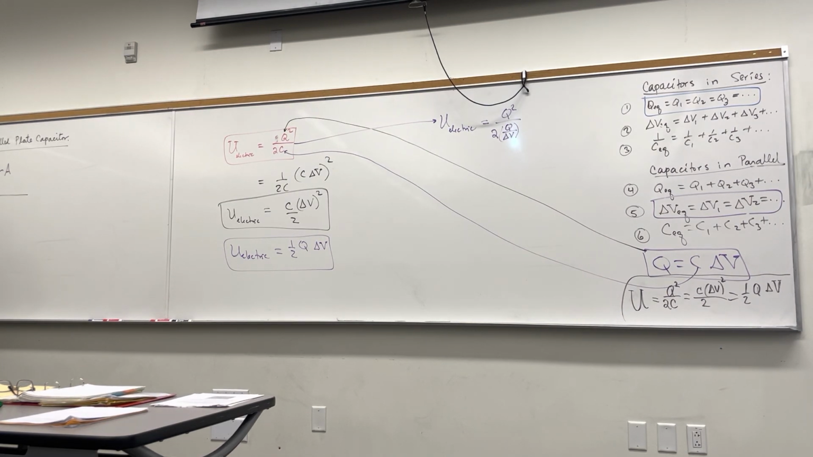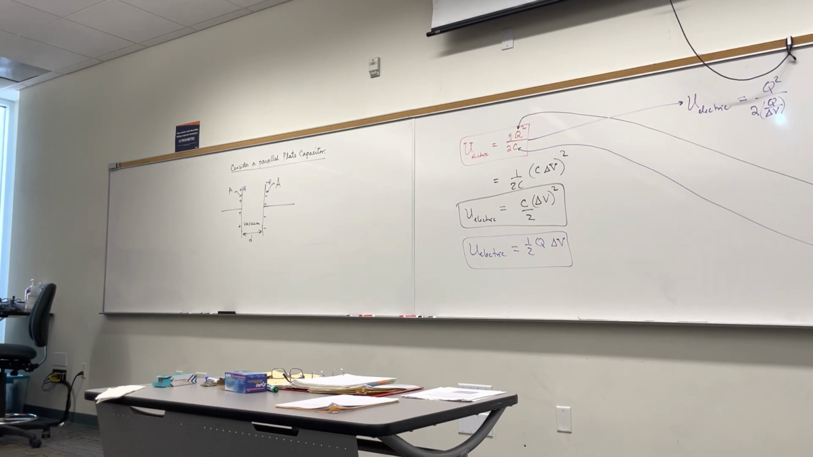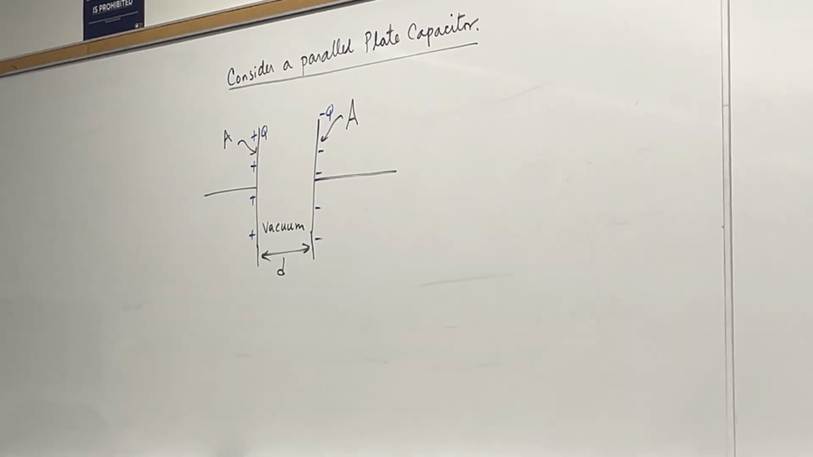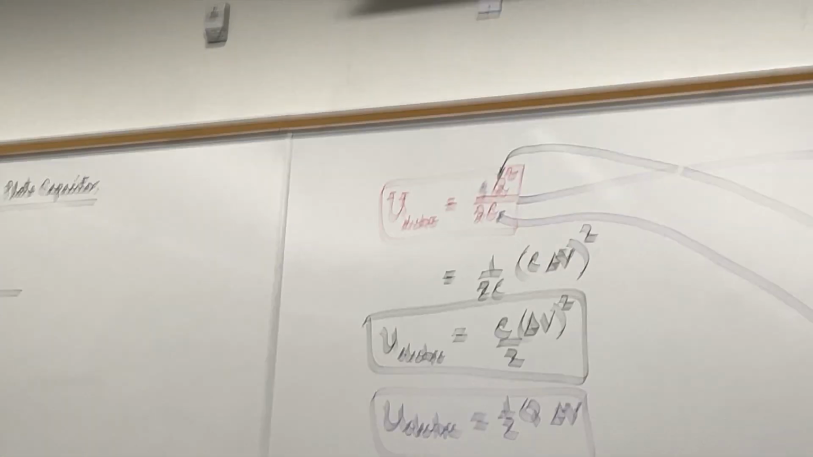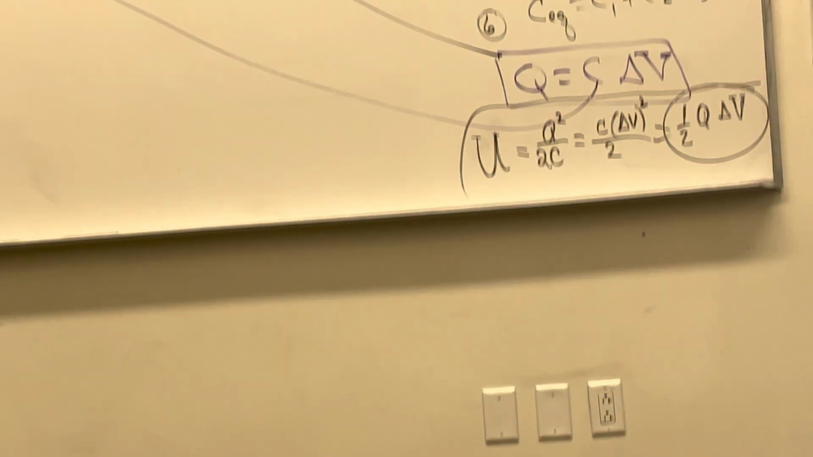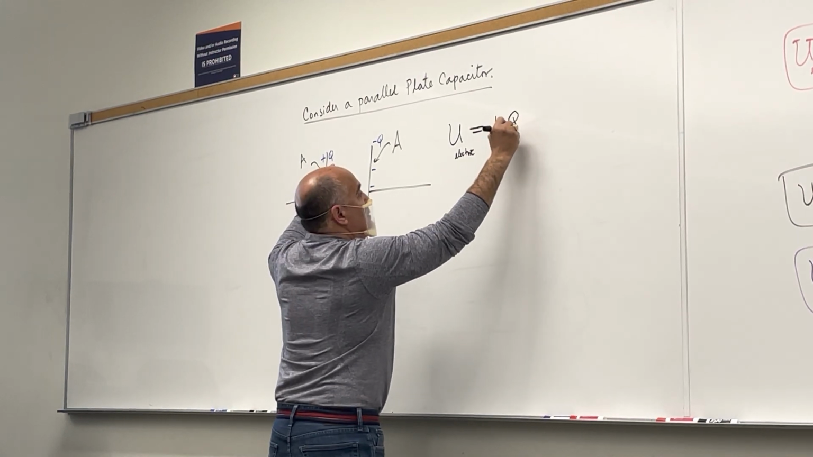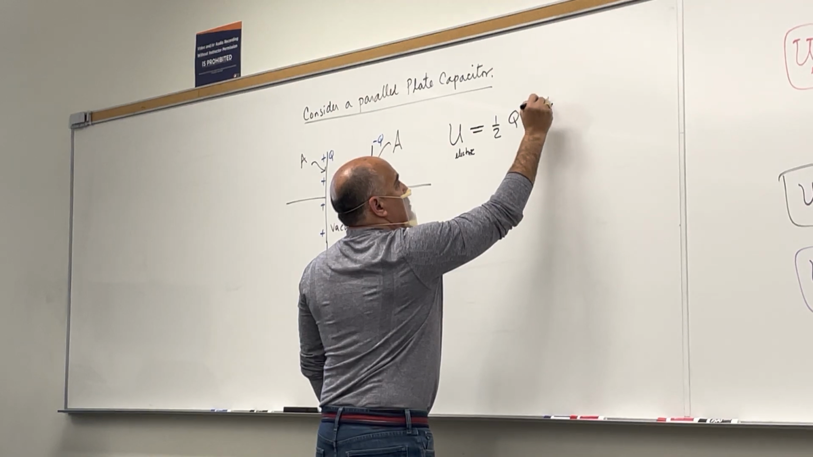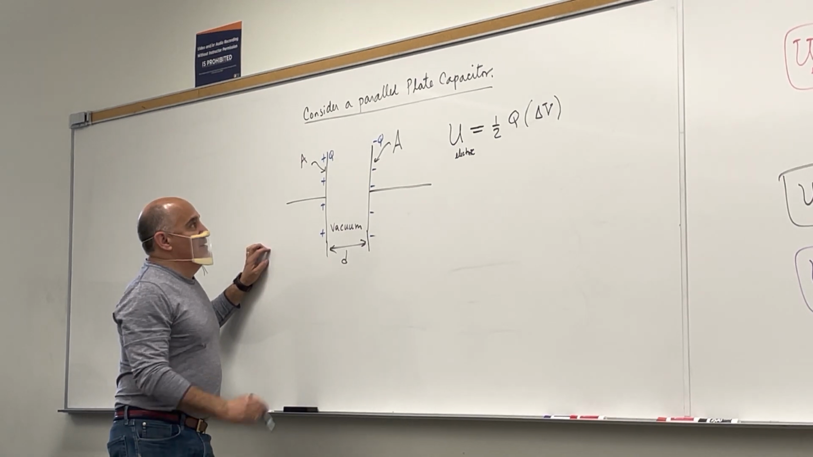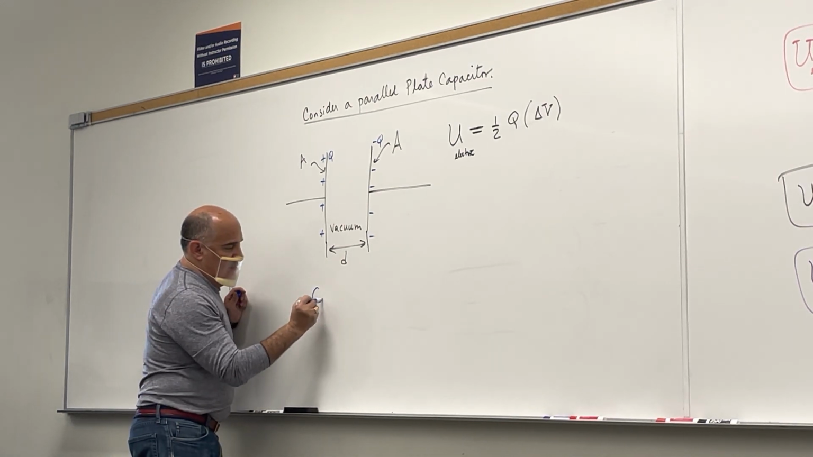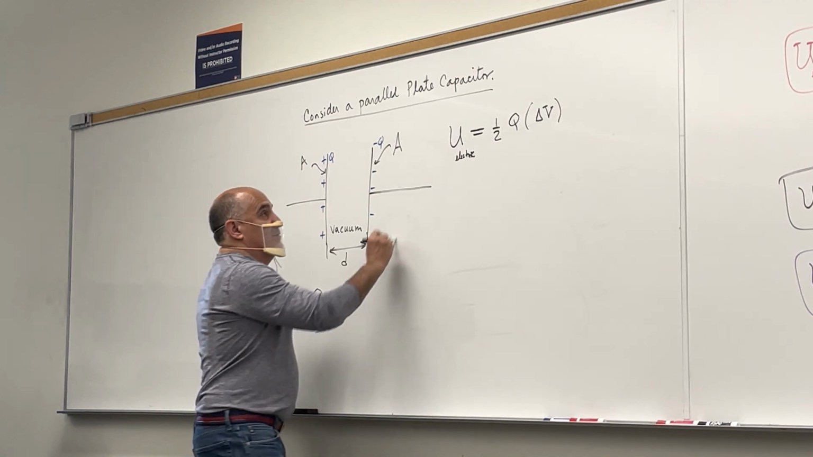All right, so let's use one of these formulas. Let me use this one, 1/2 Q delta V. So let me show you how the energy stored in this capacitor, its electrical energy, is 1/2 times Q times delta V, the potential difference. Now, would you agree with me that Q is the charge per unit area times the area? So I'm going to plug that in here.